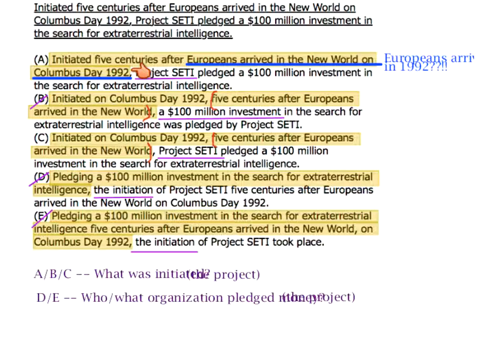If you had a comma, you would still have the same issue, though. You would still have that modifier next to when the Europeans got to the New World. It would still be ambiguous and pointing in the wrong direction. Notice that C doesn't do that. In C, you have this modifier that is specifically placed after Columbus Day 1992, so it is correctly describing Columbus Day 1992, 5 centuries after Europeans got here. So you don't have this issue of weirdness here. And that is the story.